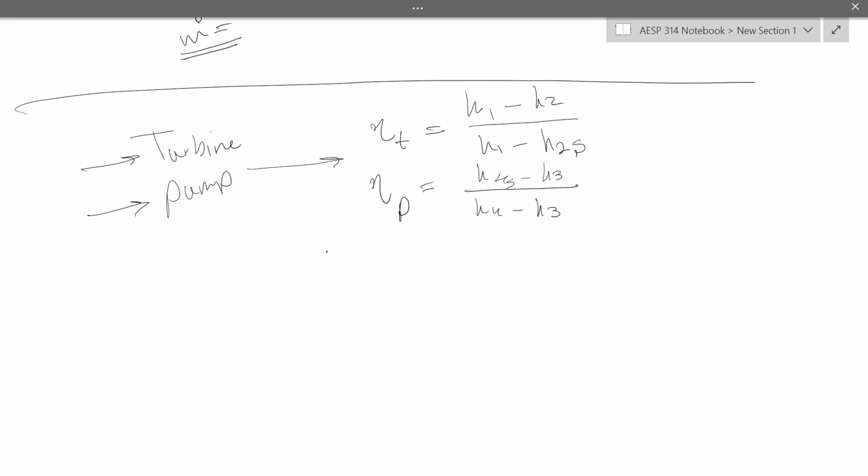Yes? You want a higher entropy pump in order to increase the efficiency of the pump? You don't want a higher entropy.